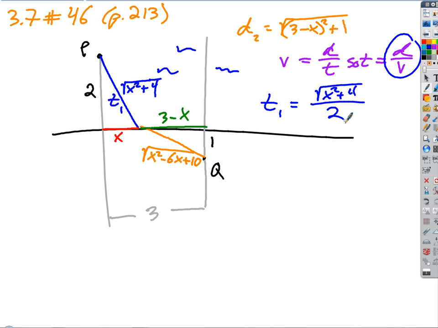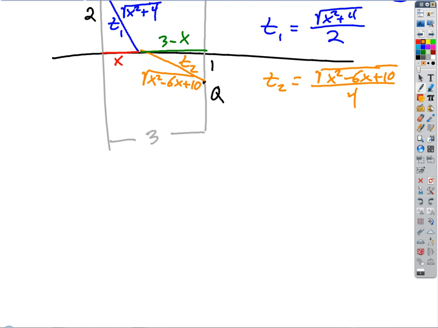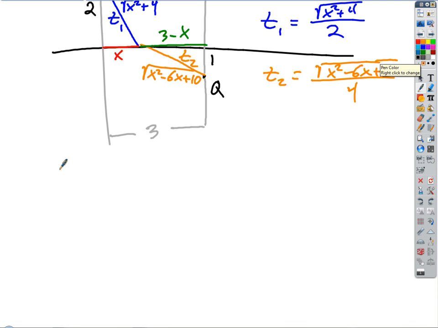Right? What about T2, we'll call it. Same idea, right? Just going to be that distance divided by, I think he goes 4 miles per hour on the land. Yeah. So divided by 4. And then the total time is just the sum of those 2. So we get our time function. Time as a function of x is just that.